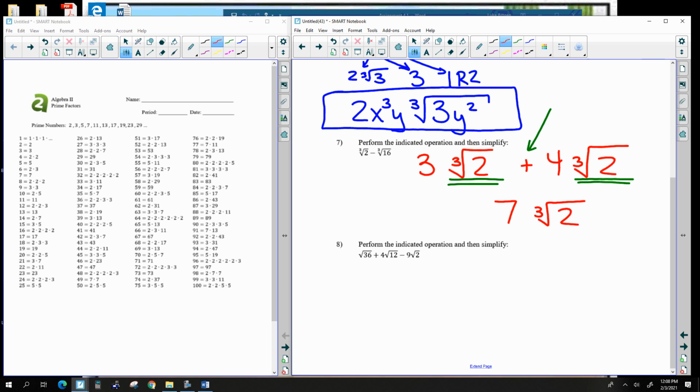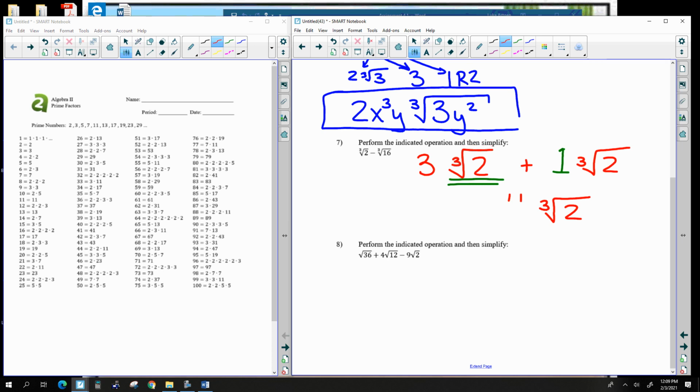Okay, so the insides have to be the same. Remember that if there isn't a number written out front, there's an invisible 1 out front. So here the roots are the same. So 3 cube root 2 plus cube root 2 is 3 plus 1, so that'd be 4 cube root 2. Again, you only add and subtract. The root has to be the same, and then you only add and subtract the things that are on the outside.